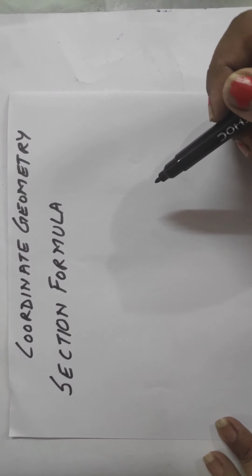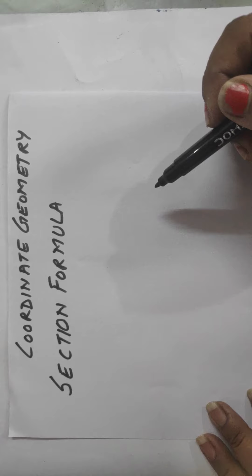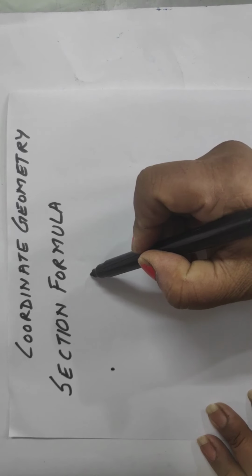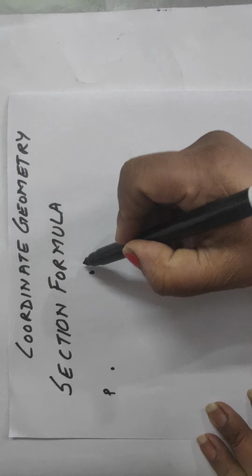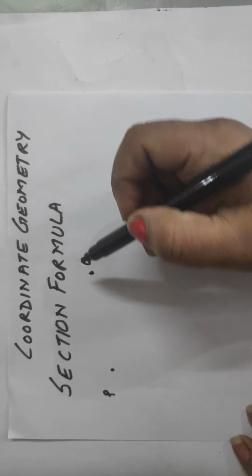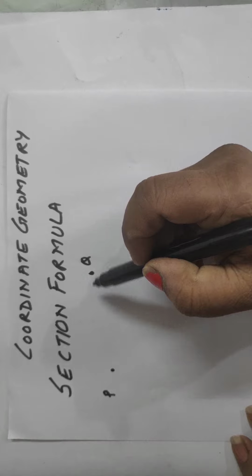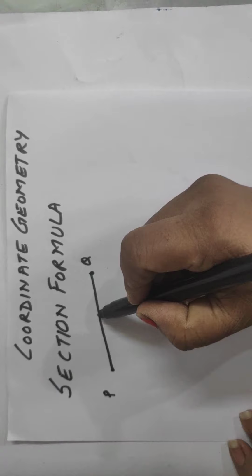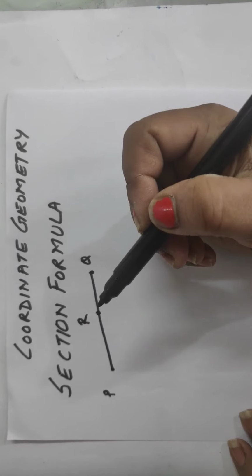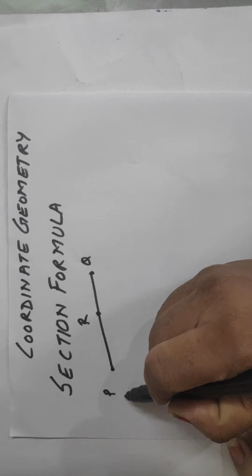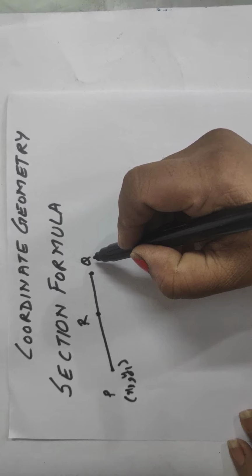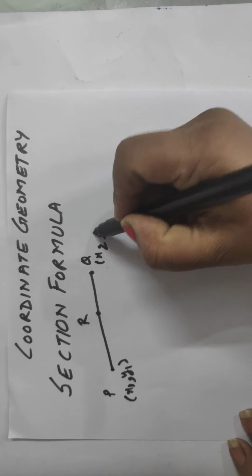Hello students, today we are going to start the section formula of coordinate geometry. Suppose we have two points, P and Q. If P and Q are the two points and we join them, suppose there is a point R. The coordinates of point P are x1, y1 and the coordinates of the point Q are x2, y2.